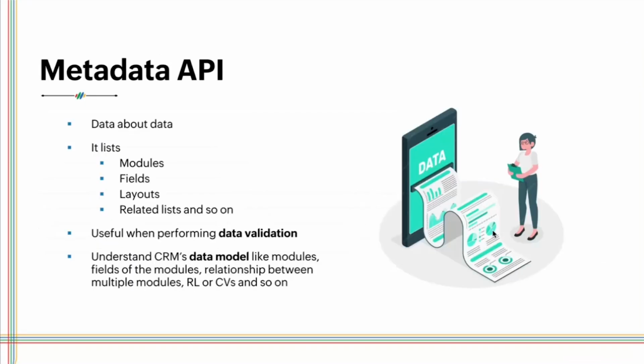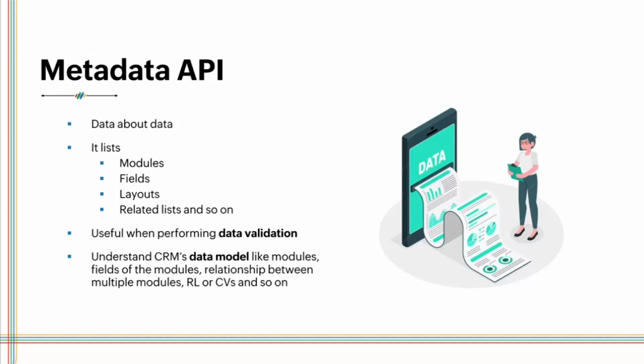Coming to metadata API. I talked about different modules that are there in CRM: leads, accounts, deals, contacts, etc. So what is metadata? Metadata is data about data. For example, let's just say I want to insert a lead record in the leads module. For that, I need to know the different fields that are there in the leads module. And then I need to know the data type of each of these fields, the layouts that are there, the related lists that are there, the custom views that are there. So how do I get this data? This is when I use the metadata APIs.